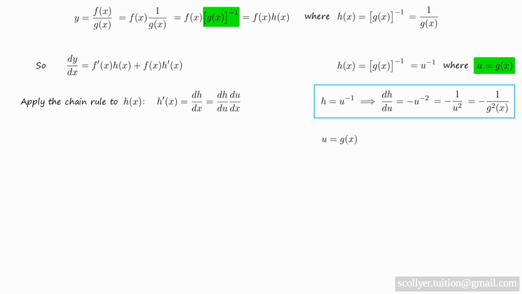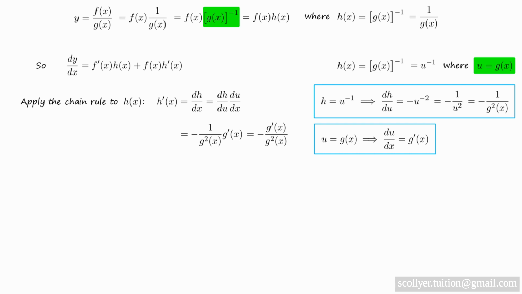Also, u equals g of x, so by definition, du by dx equals g dashed of x. And so with those two results, we have that dh by du times du by dx equals minus 1 over g squared of x times g dashed of x. So that h dashed of x equals minus g dashed of x over g squared of x.